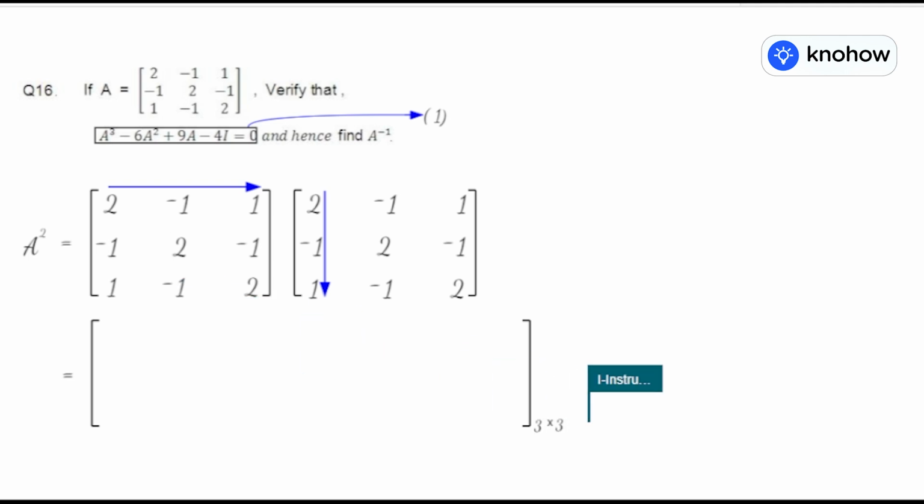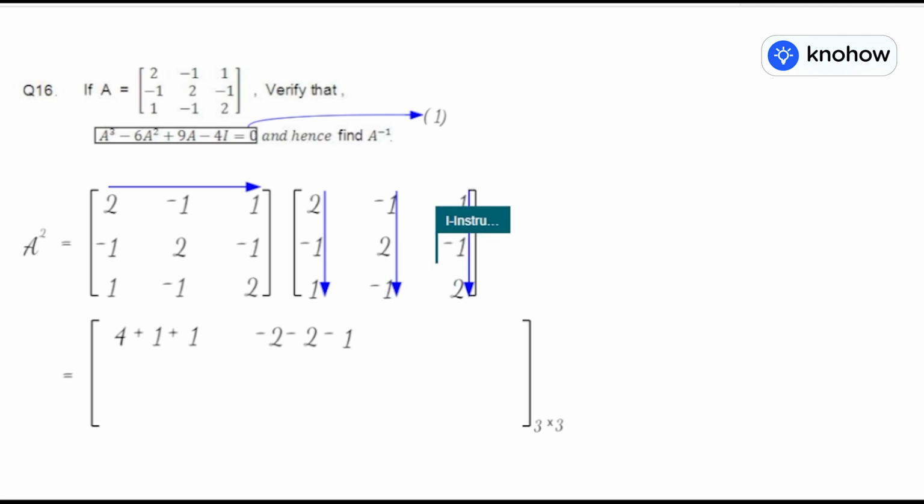So you get 2 into 2, 4, and minus, plus 1 and plus 1, repeating the process of multiplication of first row with the second column. You get negative 2 again, and negative 1. And then multiplying to the third column, you get 2 into 1, that is 2, and negative, you get plus 1, and 1 into 2, you get plus 2. Similarly, you repeat, multiply the elements of second row with the first column, second column, third column.